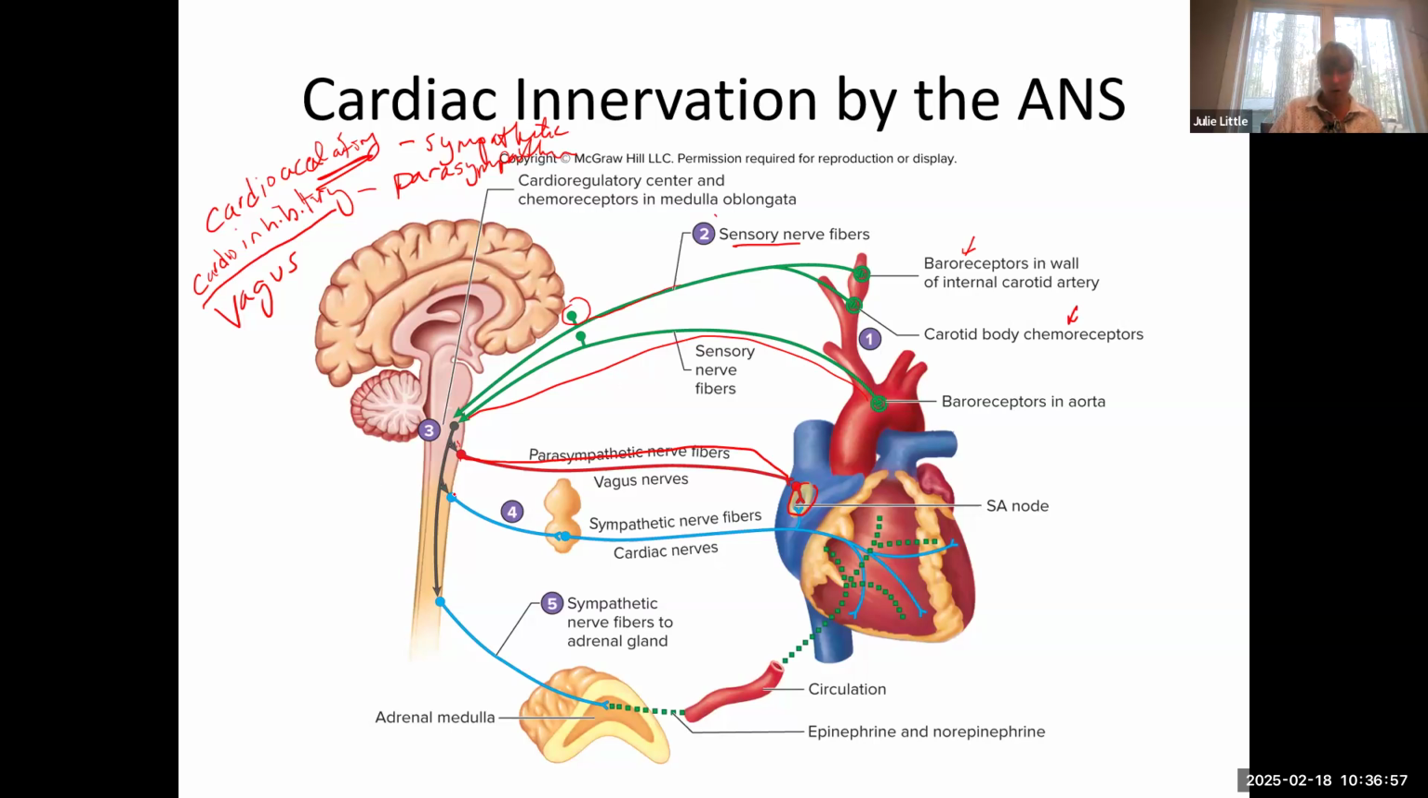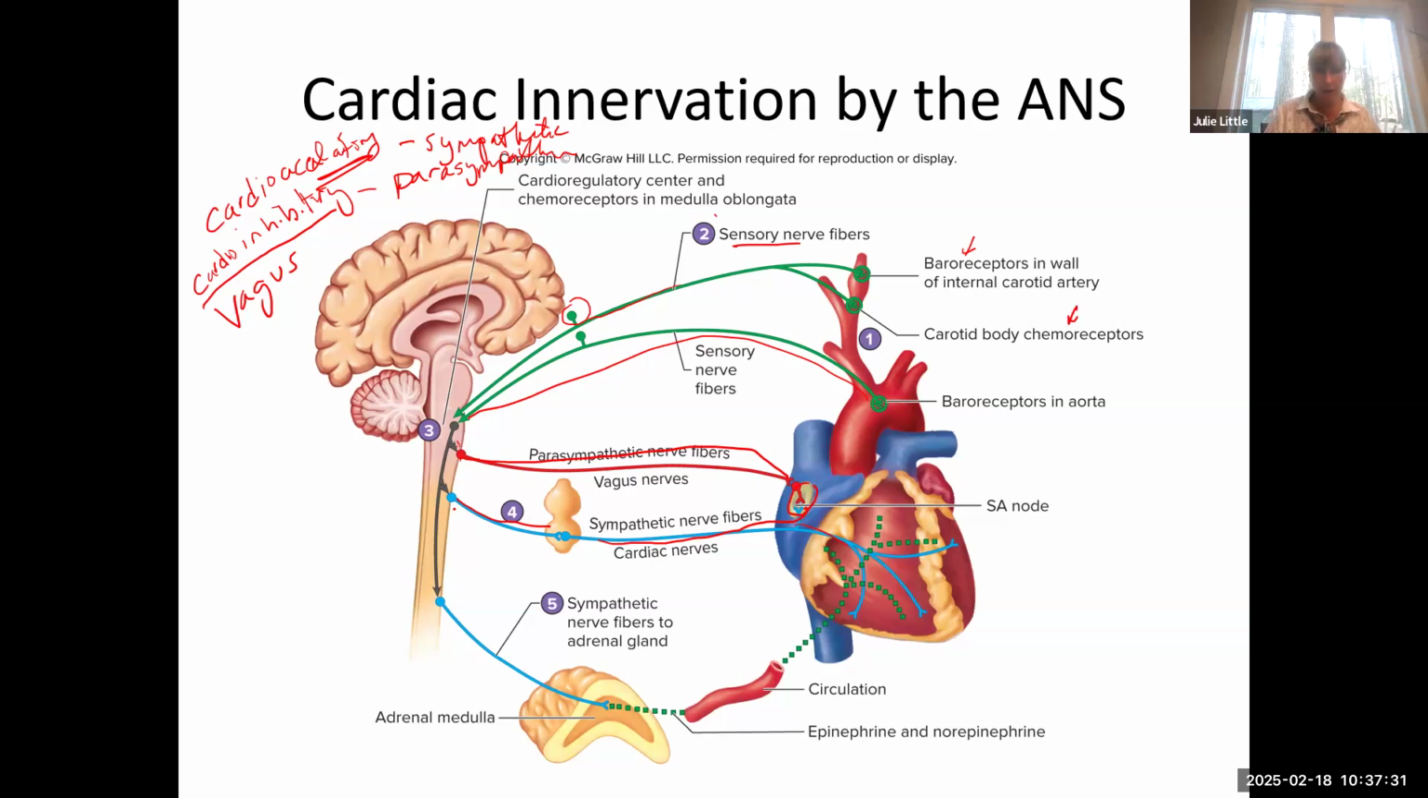The sympathetic fibers are also coming out, and they're saying speed up. And so we have this dual innervation, and whichever system wins depends on your actual state of being. Are you in a fight or flight mode? Are you exercising? Then the sympathetic fibers are going to speed up your heart rate. Whereas if you're in rest and digest mode, the cardiac inhibitory center is going to win, and the parasympathetic fibers will send more action potentials per unit time to that SA node and slow the heart rate down.